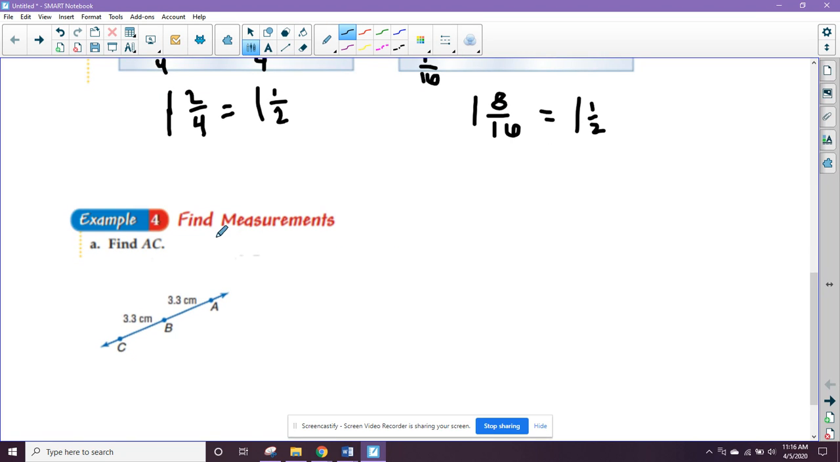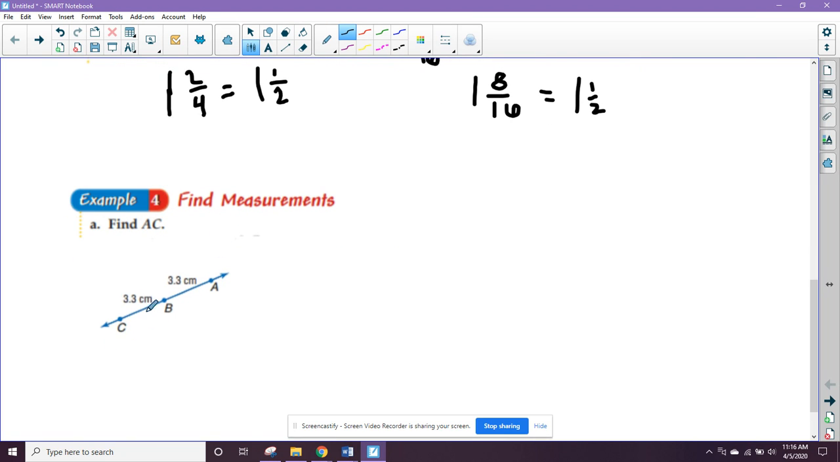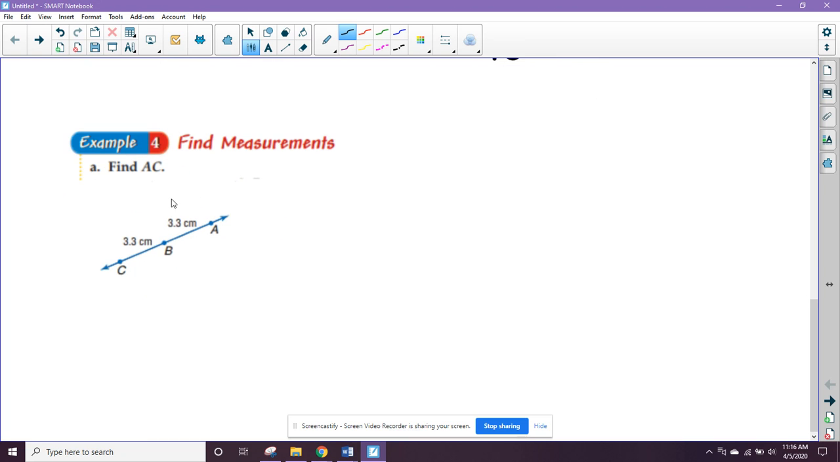Okay, now we're going to be finding a measurement when we are given a line segment. So here we need to find AC. So A to C, this full line segment here. So we're given this part here, AB, and then we're given BC. So we can take AB and add it to BC. And that will give us our measurement of our AC that we're trying to find.